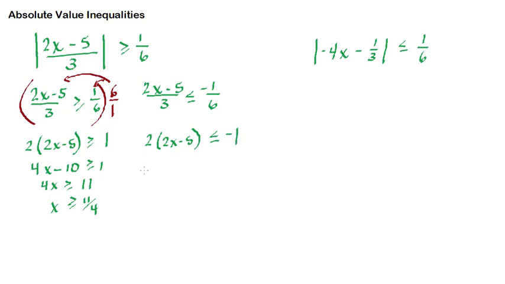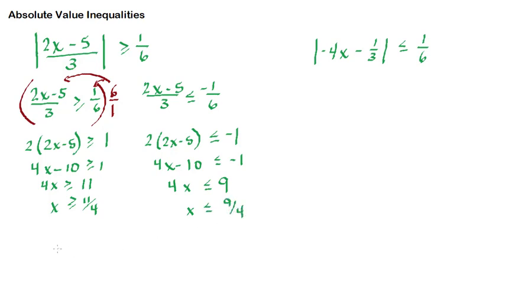So then I'll have 4x minus 10 is less than or equal to negative 1. In this case, I'm going to add 10 to both sides, and then I'll get myself a 9. I'm going to divide both sides by 4. I'll get x less than or equal to 9 over 4.